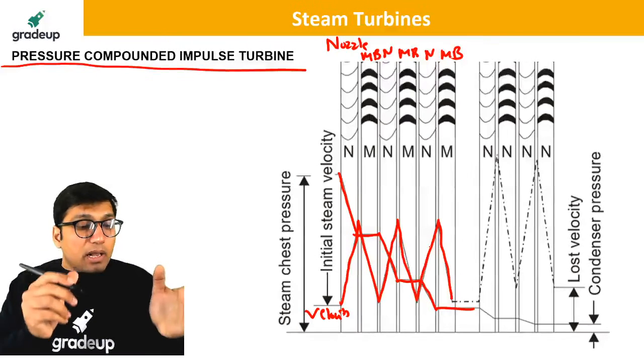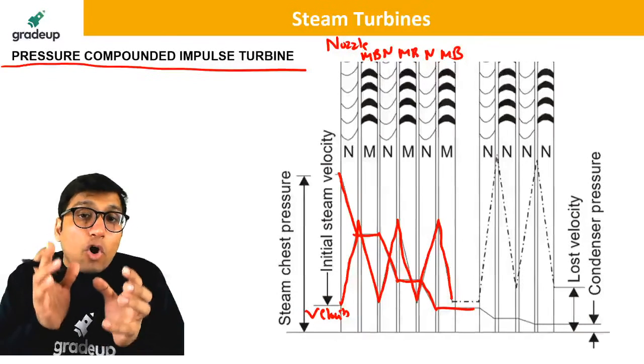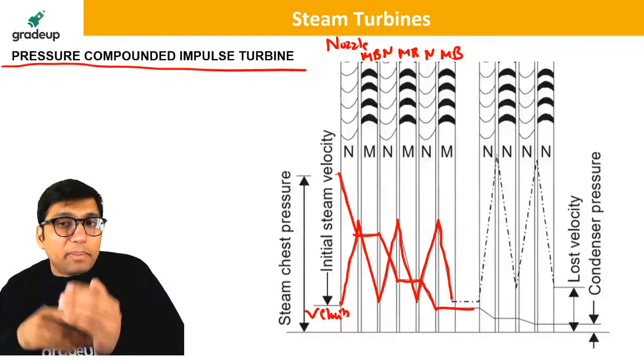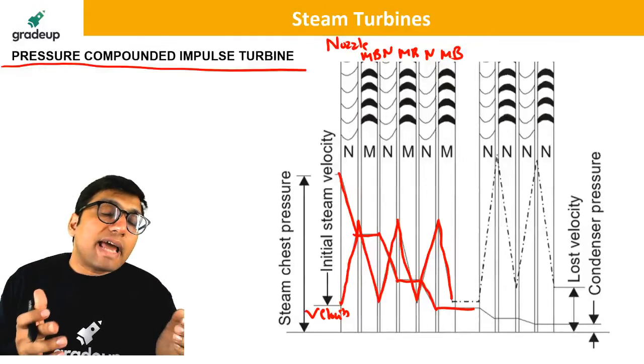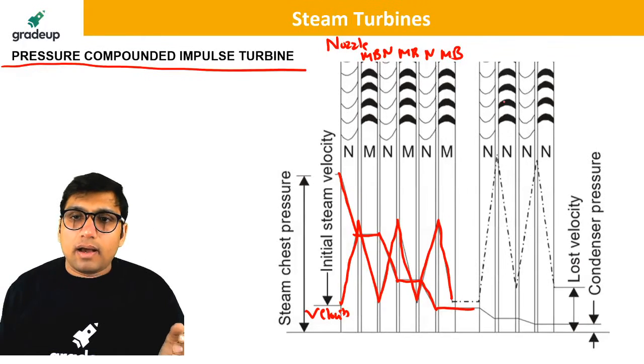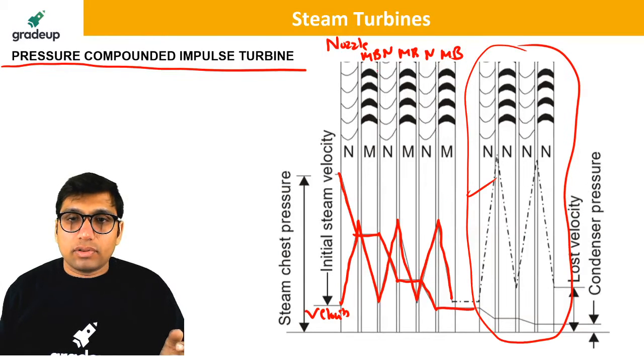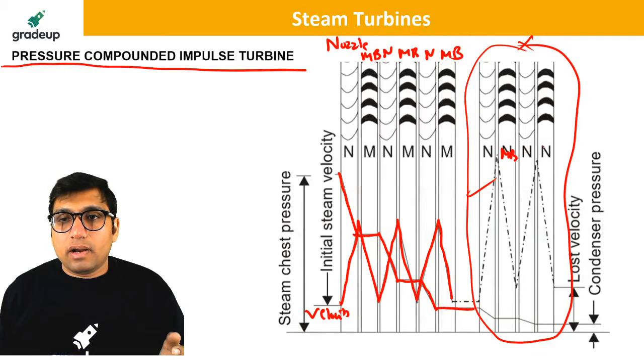So in pressure compounding, we have alternate rows of nozzle and moving blade, nozzle, moving blade, nozzle, moving blade. And because of that, my dear students, please do not focus on this side of the diagram, it is not correct. Please focus on this side diagram. It has to be a moving blade actually, it is correct.